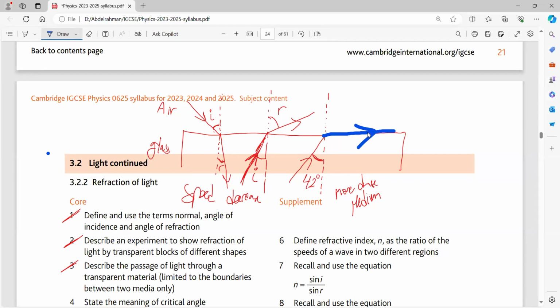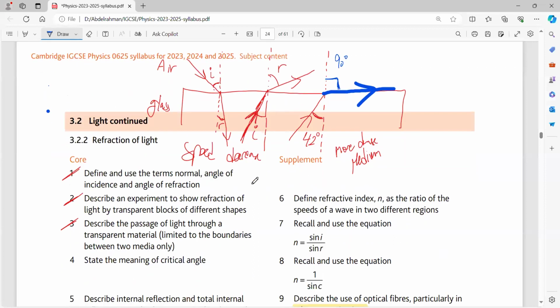Where's the angle of refraction? This is the angle of refraction. It's 90 degrees. Again, I know this is a tricky part. What is the critical angle?